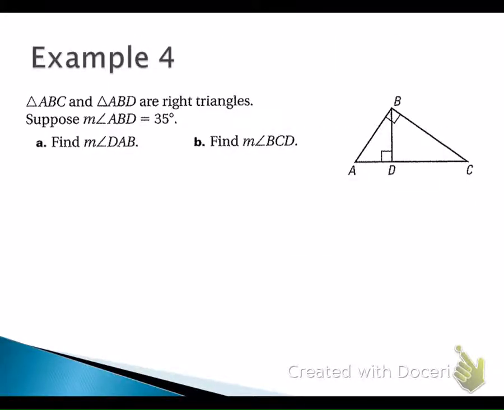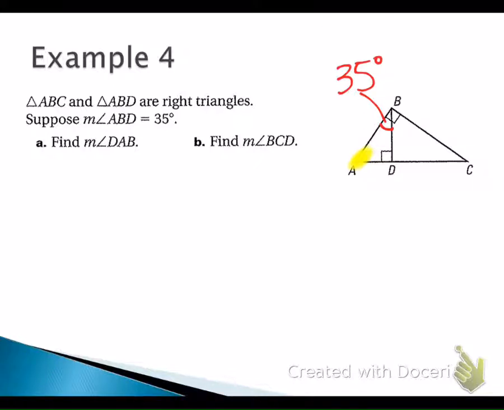Let's use that on example 4. In this diagram, we've got two right angles, and we know the measure of angle ABD. So this angle here is 35 degrees. The first question asks me to find the measure of angle DAB. So that is this angle here.